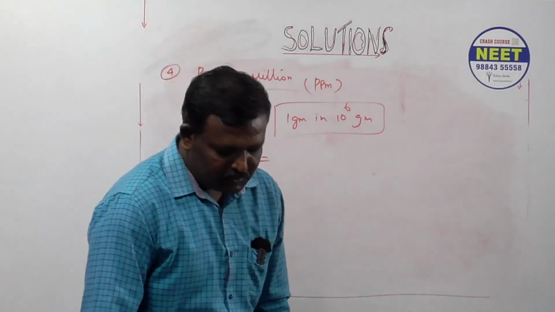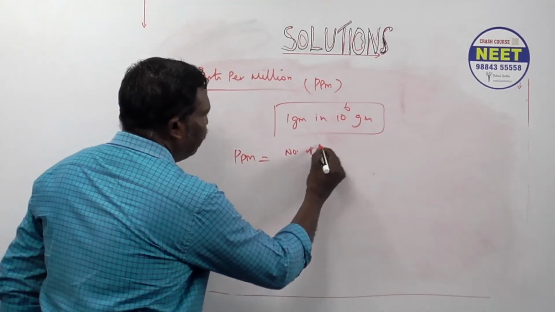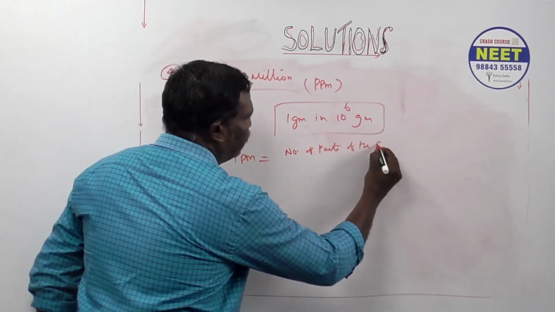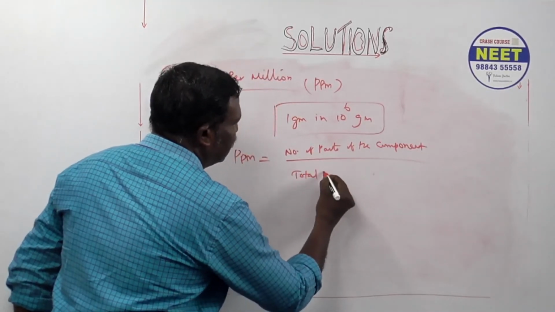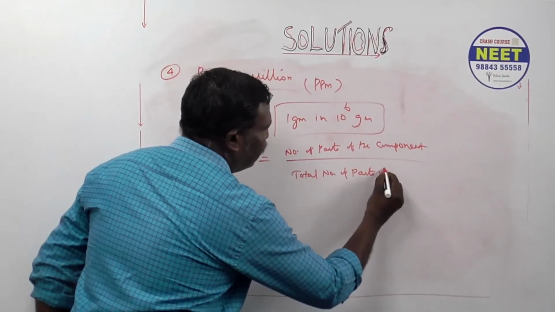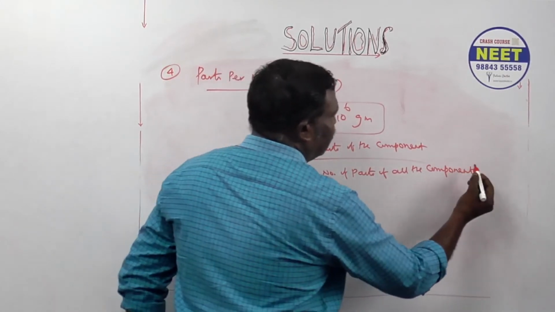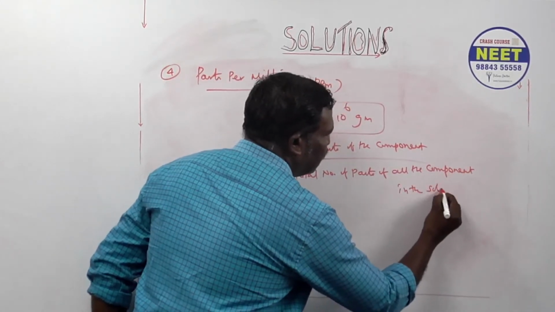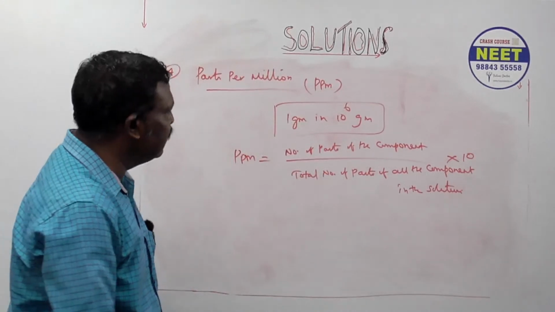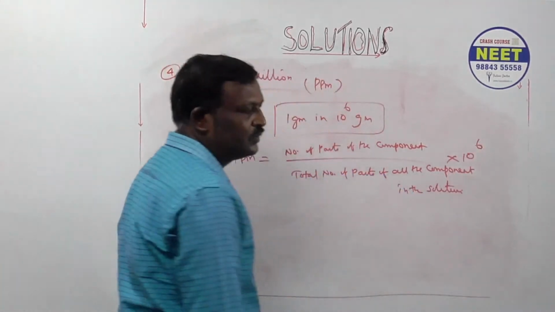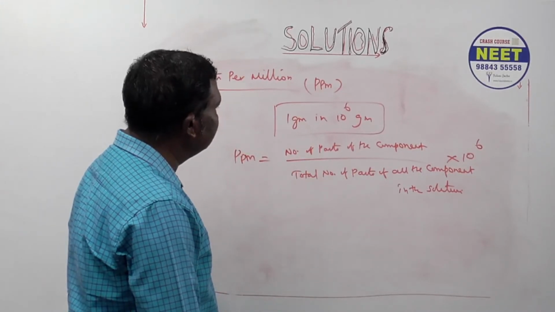One statement is given in your textbook. Number of parts of the component by total number of parts of all the components in the solution, into 10 power 6. This also I gave some sums in the problem solving session. So if you see, you will be able to understand all this.